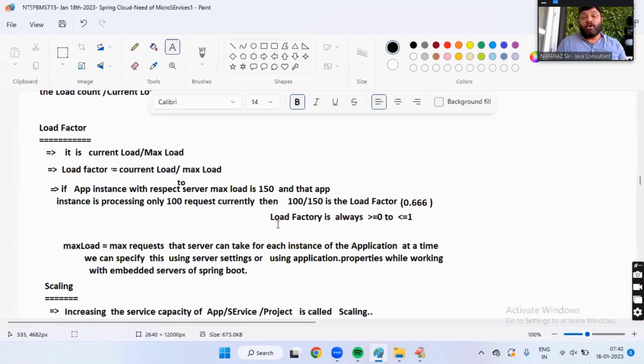Always remember, load factor is always greater than or equal to 0 and less than or equal to 1. Why? If the max load of the server is 100, can we give more than 100 requests? No. Always we can give 100 or fewer requests at a time. So when you do the division, you always get a number between 0 and 1.